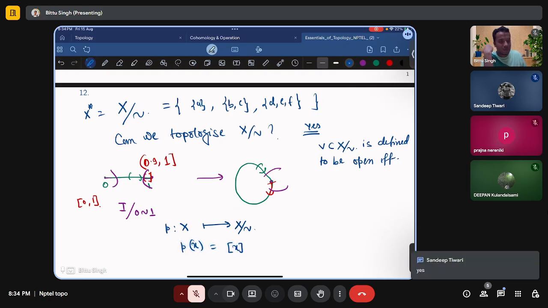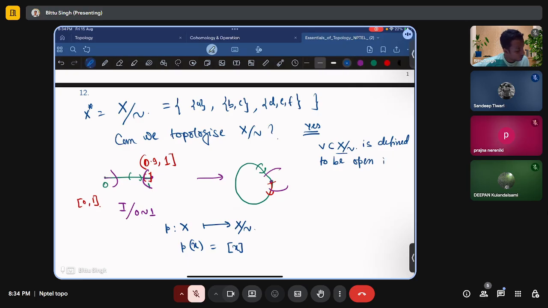So the only thing is notation. Notation is complicated, but the idea is the obvious one. The idea is clear. There are lots of notations, that's why it seems very complicated. So V is defined to be open in the topology on X modulo relation if and only if P inverse of V is open in X.